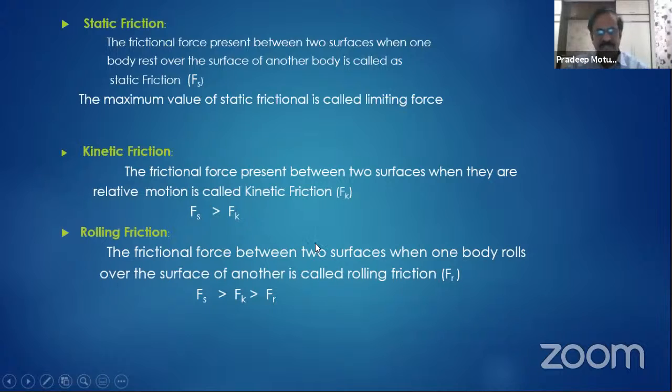So what is rolling friction? When one body rolls over the surface of another body, there will be friction between them. That friction is called rolling friction. That is called Fr. This value is very small compared to the other two. The relation between these three is Fs is greater than Fk, which is greater than Fr. So this is the relation between these three.